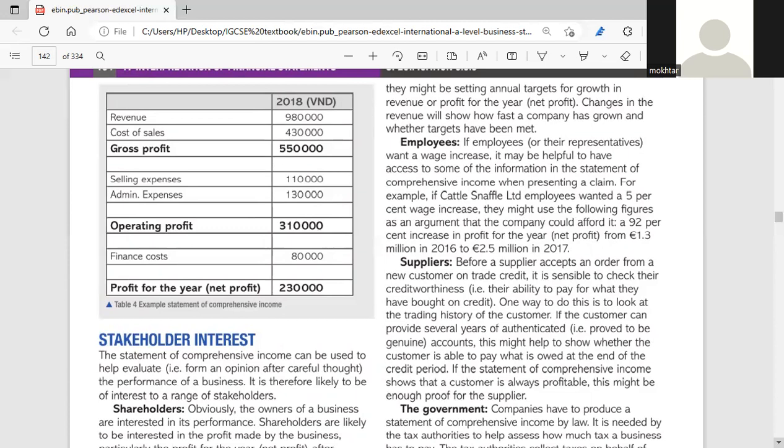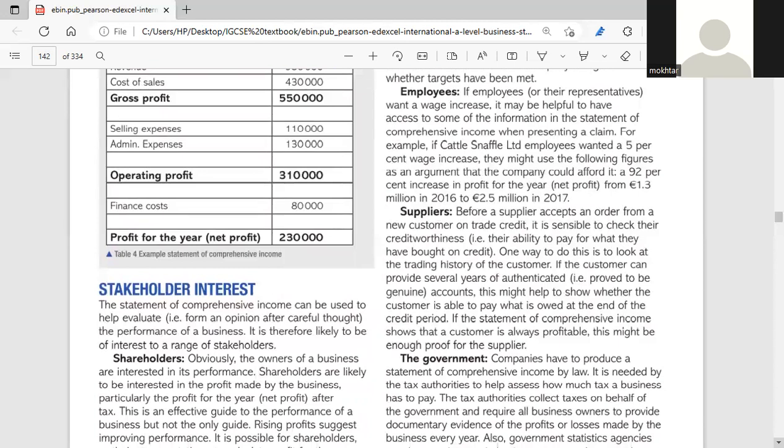If they have access to the statement of profit and loss, they'll be able to make such a claim. Then for the suppliers, why do they need your financial statement? Before a supplier could accept an order from a new customer on trade credit, it is sensible to check their creditworthiness, that is, the ability to pay for what they have bought on credit. So for suppliers, before they can sell to you on credit, they want to be sure that you are creditworthy. And for them to know that, they need to check your financial statement, your profit for the year. That will give them a clear picture of who you are as a business and whether you are creditworthy or not.